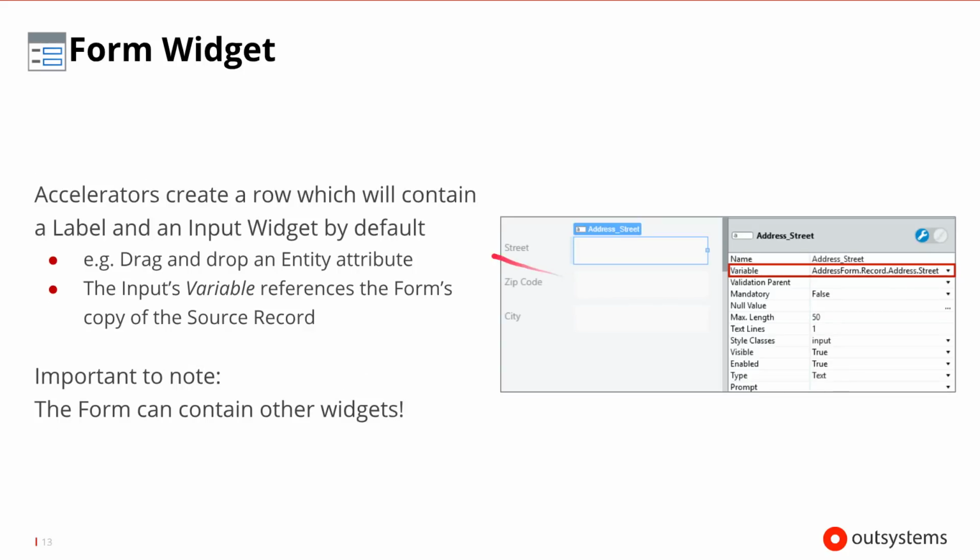And when we're actually trying to create a form widget, we can also use one of the accelerators. So when we have the form, if we wish to create a row, we can drag and drop that from an entity. So in this particular case, if we went to address and dragged street over here, it would put the label in as well as the input widget. And then in that case, the input variable would reference the form. It wouldn't actually reference the entity or anything else, because the form is keeping a copy of that source like we mentioned.